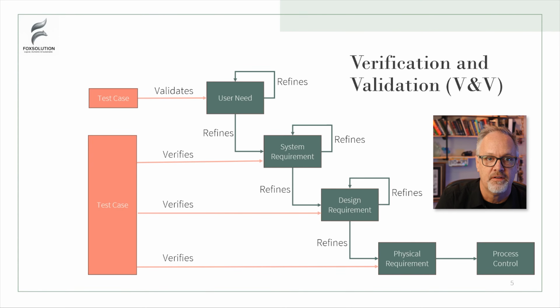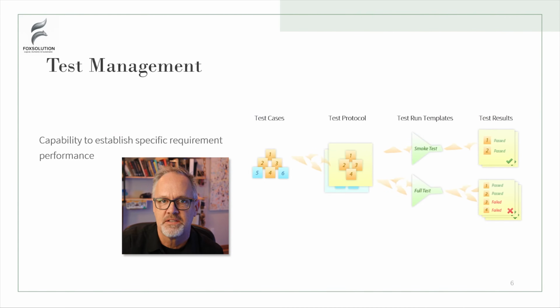We have a couple different test case types, and we separate them intentionally so that we can understand the difference between end use and what the engineering staff is delivering. So how does test management work? Essentially, we have these test cases that are related and linked to the requirements, and we have a test protocol that's going to build out those test cases for a particular type of problem.